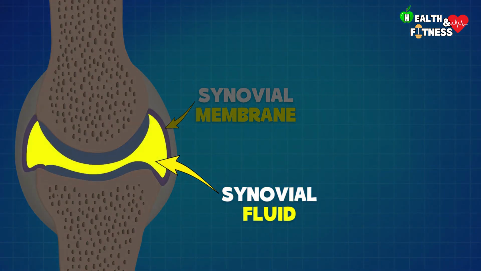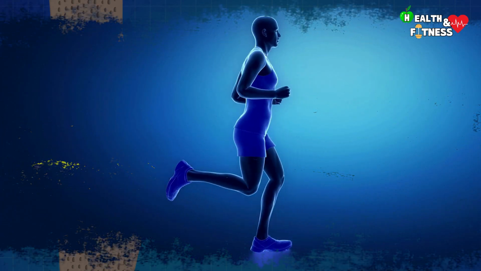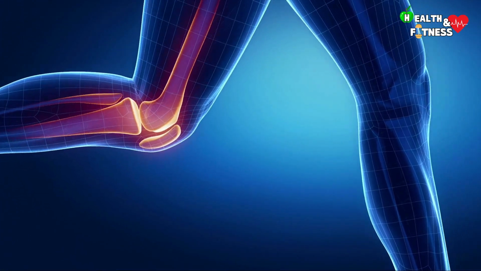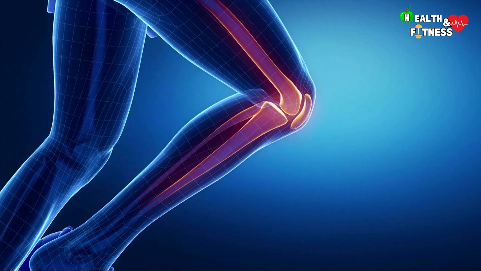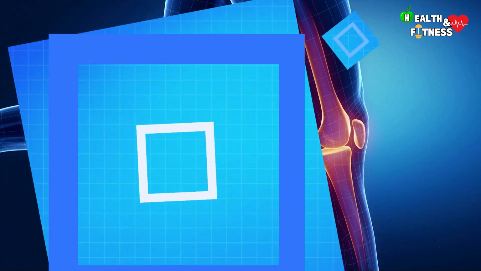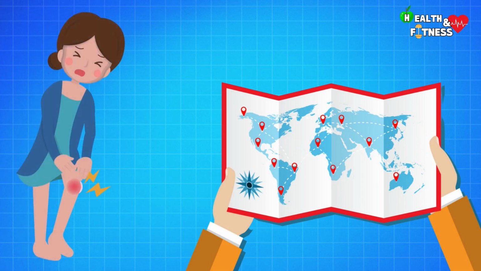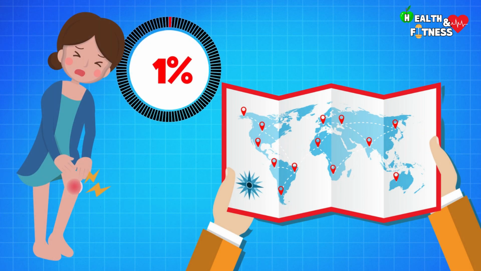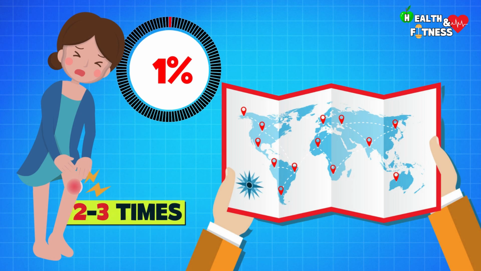It is a viscous fluid that has the function of lubricating and protecting the joints from wear, like a small cushion that reduces the friction generated during joint movements. Worldwide, rheumatoid arthritis affects 0.5 to 1% of the population, with an incidence that is 2 to 3 times higher among women than men.